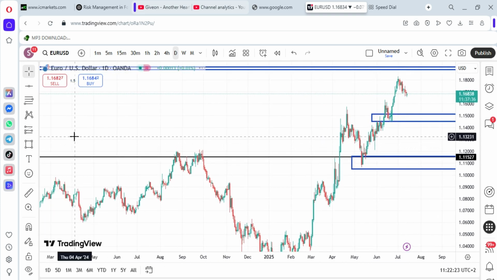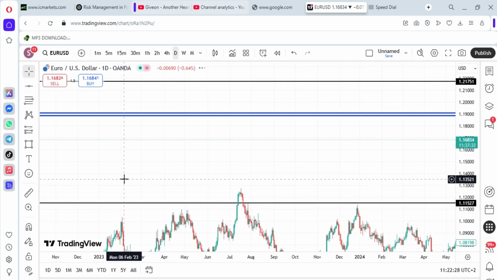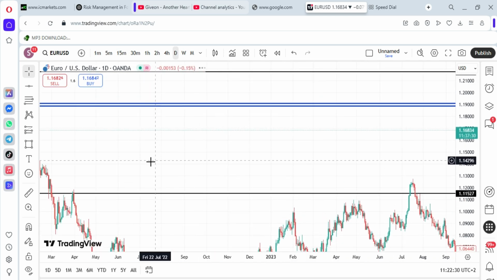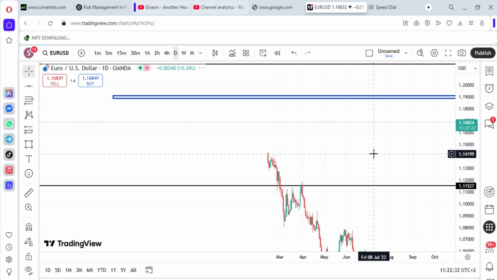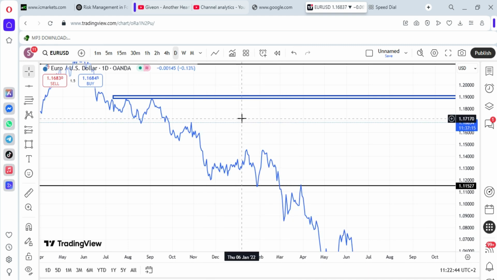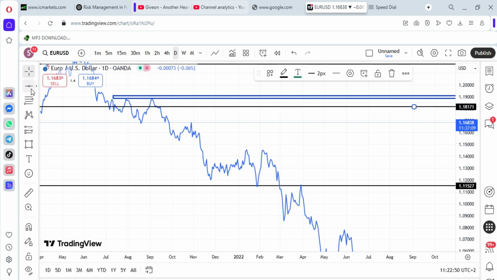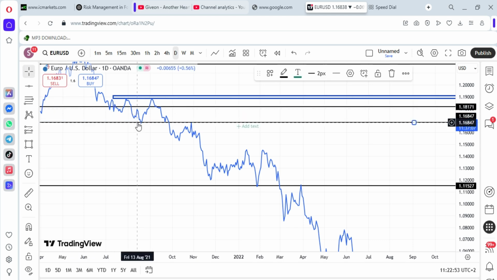When we move to the daily and look on the left side, just to make sure that there's no danger zone. You can see that was a danger zone.